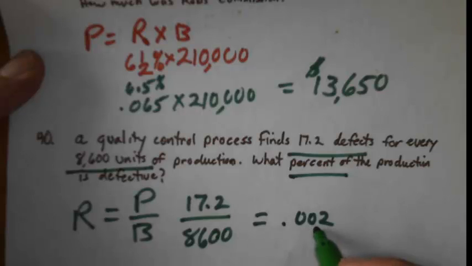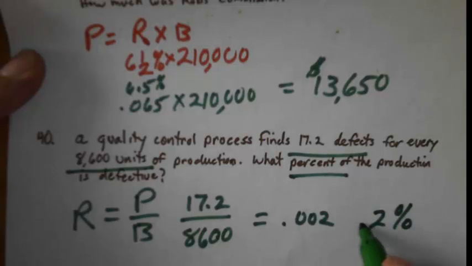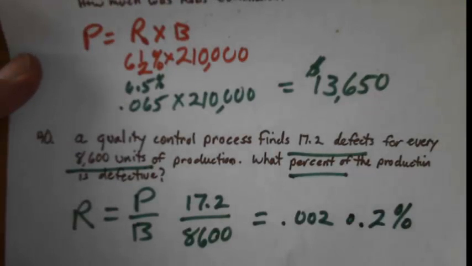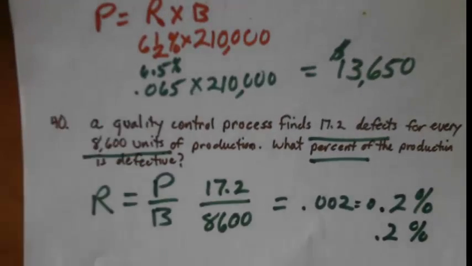So we change that back, remember, by moving it 2 spots to the left. So we would have then 0.2% is defective. Sometimes you'll see that with a 0.2 or .2. Either one is the same. It could just be listed as 0.2%.